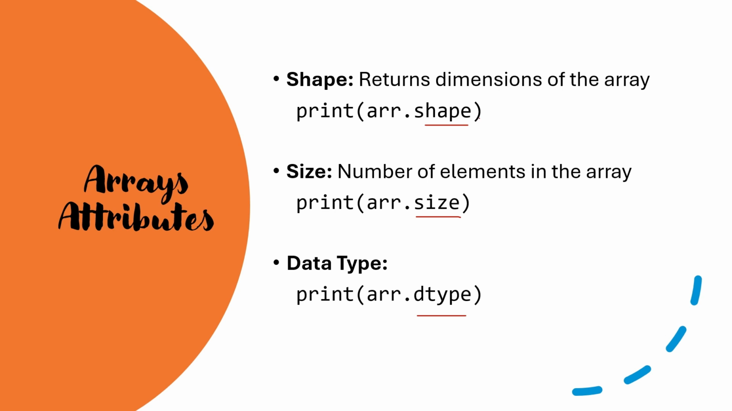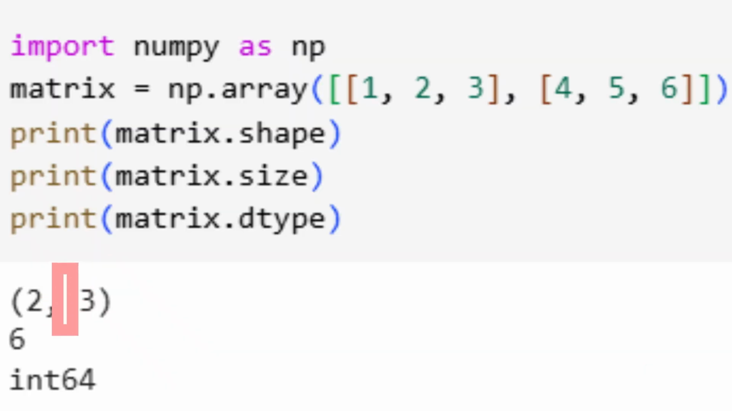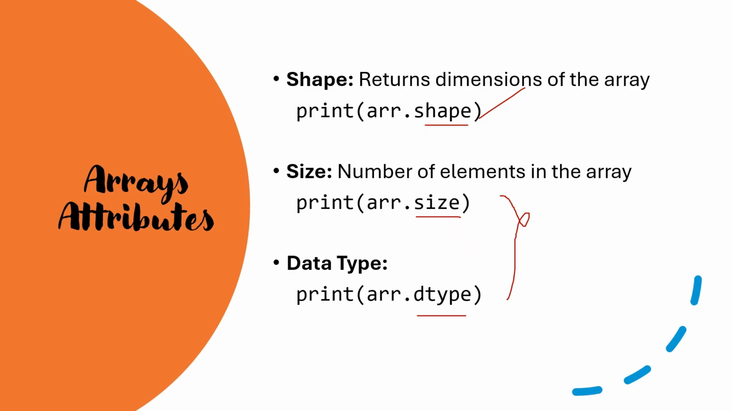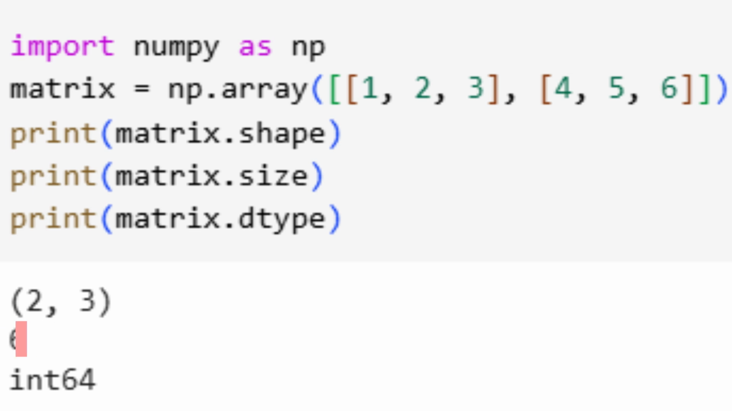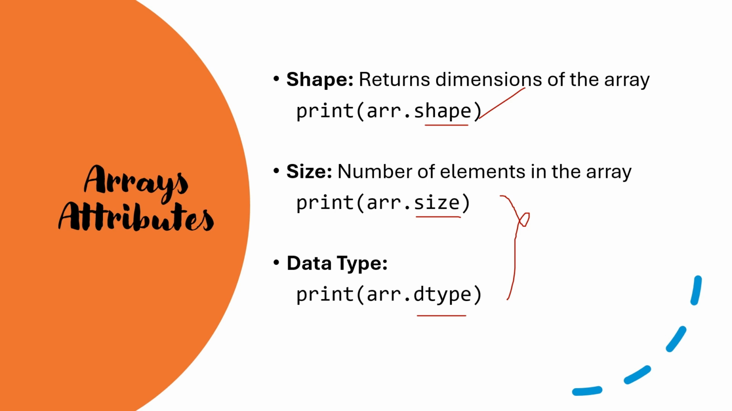For example, if we print array.shape, it will show the dimensions of our array. Likewise, if we print size and dtype, it will show us the size and data type stored in the array. These attributes help us understand the structure and properties of our NumPy array, making it easier to work with them efficiently. Moving on, let's learn about mathematical operations.